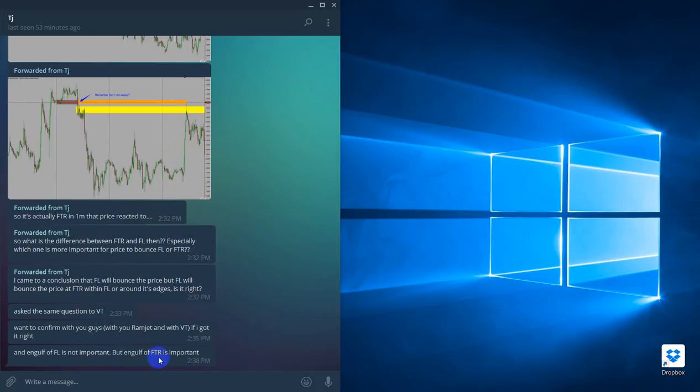Engulf of FTR is important. Yeah, flag limit, more of a flag limit. A flag limit, I would say, is more important. But like I said, FTRs and flag limits are the same thing. But you just got to distinguish between a basic FTR and an FTR flag limit.